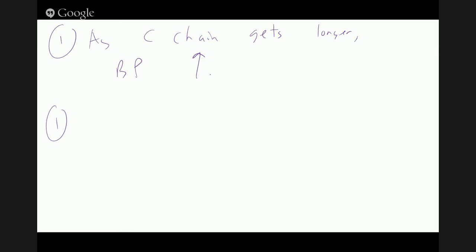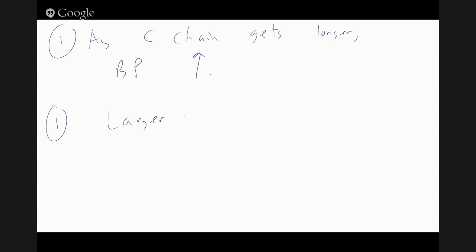So it says state and explain. So as the carbon chain, and sorry, I didn't write that very well. As the carbon chain gets longer, boiling point will increase. There's your first mark. And the question is worth 2 marks. So 1 mark is to state the trend. So the trend is, as the carbon chain gets longer, the boiling point increases. So that's 1 mark. The second mark is to explain why.